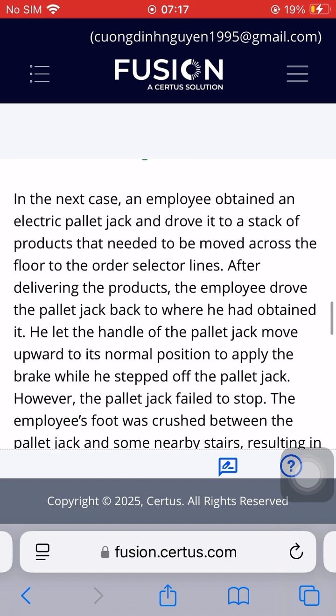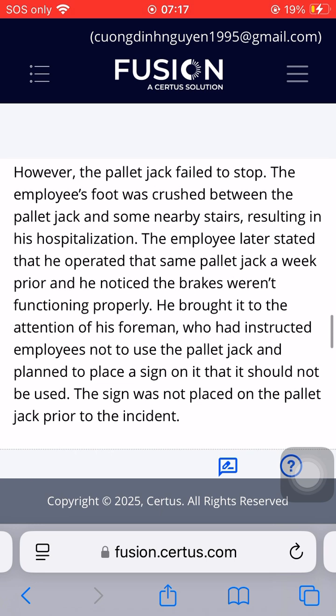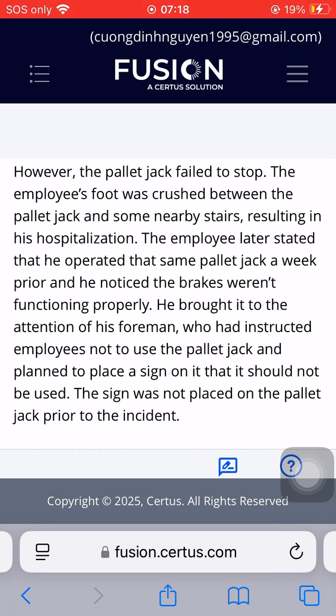In the next case, an employee obtained an electric pallet jack and drove it to a stack of products that needed to be moved across the floor to the order selector lines. After delivering the products, the employee drove the pallet jack back to where he had obtained it. He let the handle of the pallet jack move upward to its normal position to apply the brake while he stepped off the pallet jack. However, the pallet jack failed to stop. The employee's foot was crushed between the pallet jack and some nearby stairs, resulting in his hospitalization.